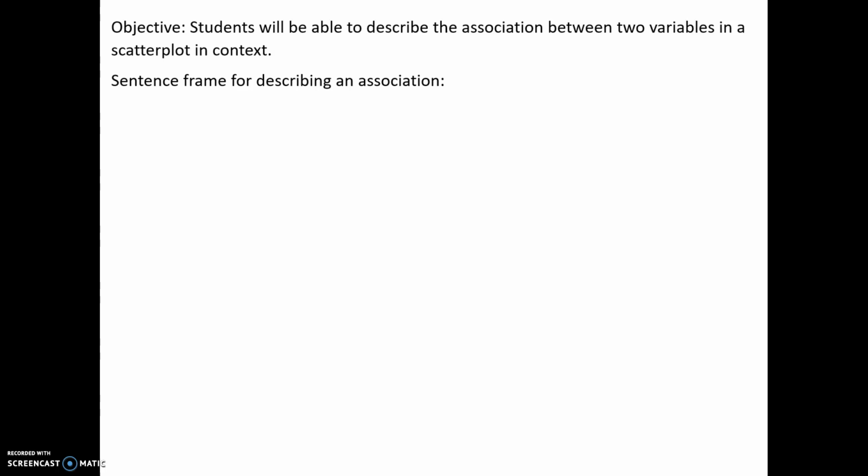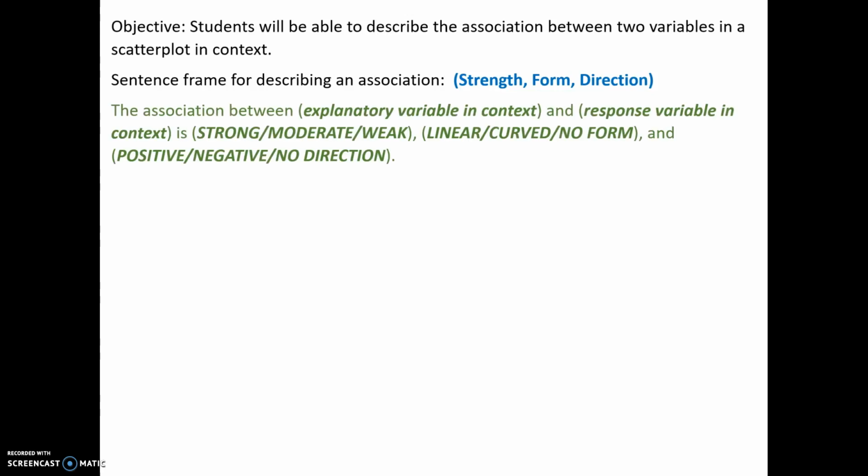All right, so it says that we're going to describe an association between two variables in a scatter plot in context. We're going to have a sentence frame, just a way to form your answer. Remember, what we're going to be looking for is strength, form, and direction. Strength, form, and direction. So here's our sentence frame.